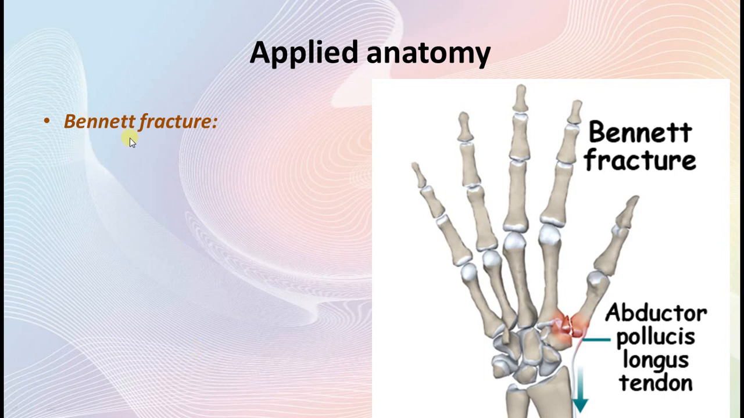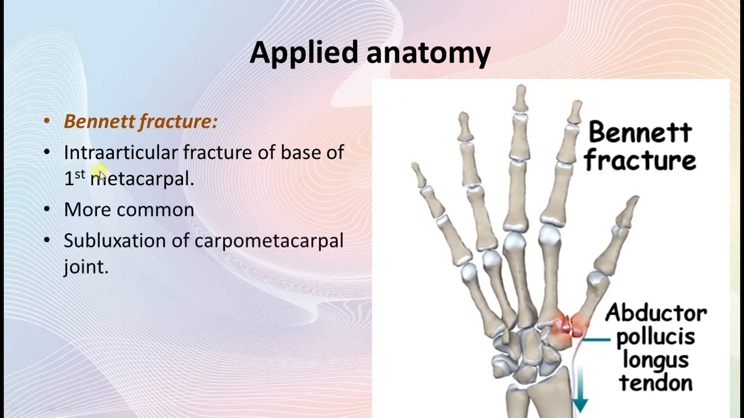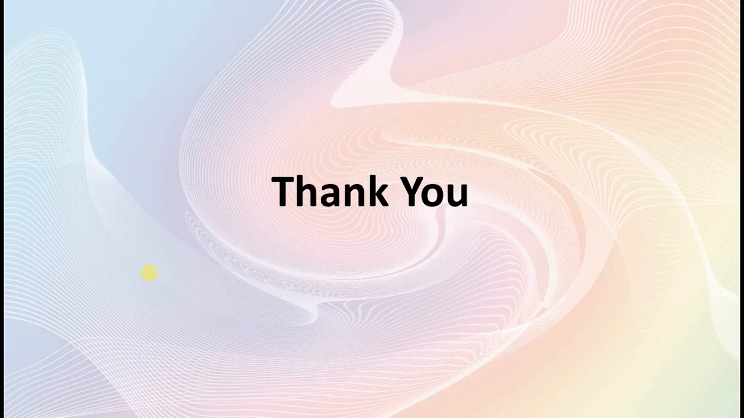Coming to the applied aspects, Bennett fracture is a fracture of the base of the first metacarpal. It is called Bennett's fracture. It is more common, and subluxation of the metacarpophalangeal joint takes place. We have one more fracture which is called the Rolando fracture. A fracture of the scaphoid bone also takes place in the case of the Rolando fracture. So these are two of the applied aspects.